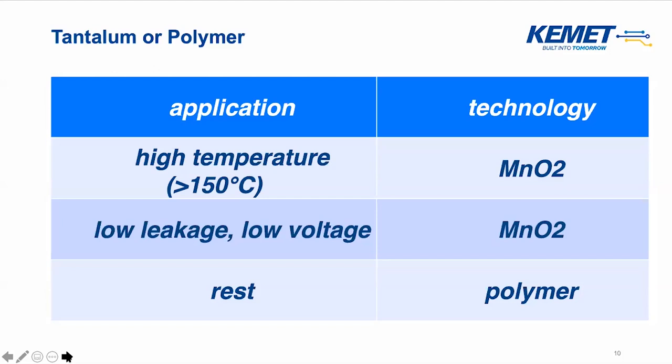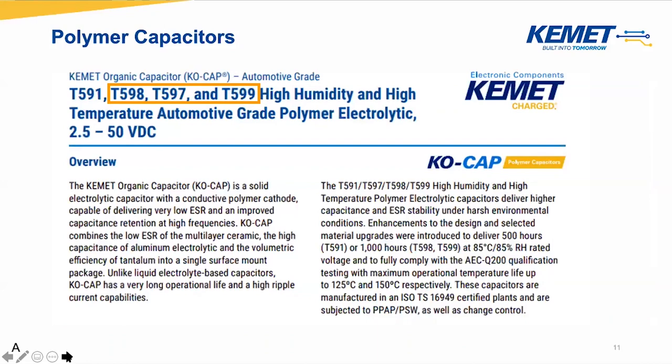And for all the rest, we highly recommend to use polymer. That's where the market is going. That's where we improve and eliminate all the disadvantages of the other technology. We have recently launched, and recently means last week, T597. T598 is what we have already had for some years. So that's the polymer in automotive. Then we have T599, that's the 150-degree version. And then T597 in between is a very small case size.